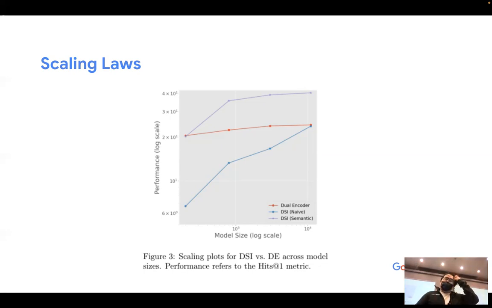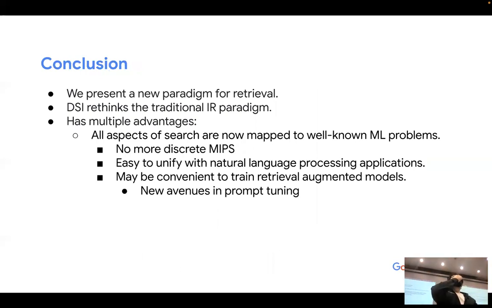But at least for dual encoders, we see that going to larger representations does not seem to help much in terms of performance. So I come to the end of the talk. The overall conclusion is that we present a new paradigm for retrieval.